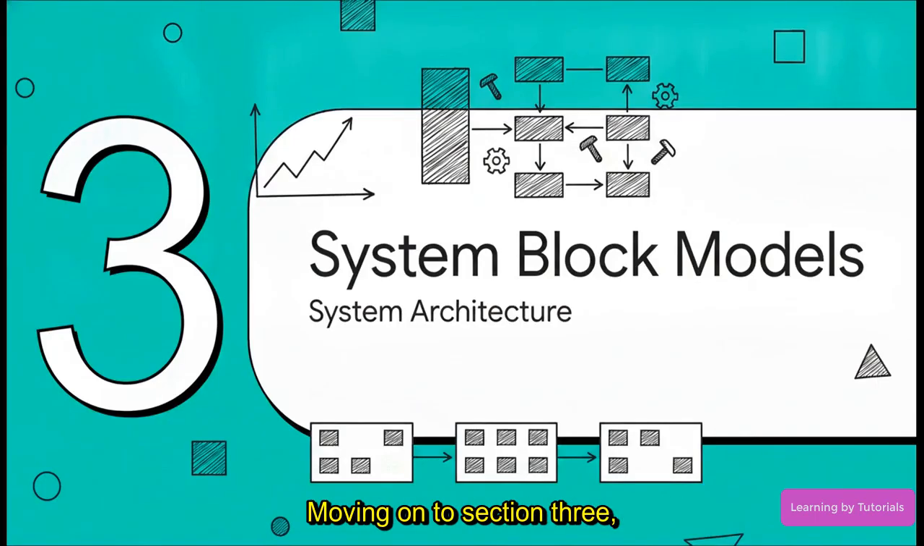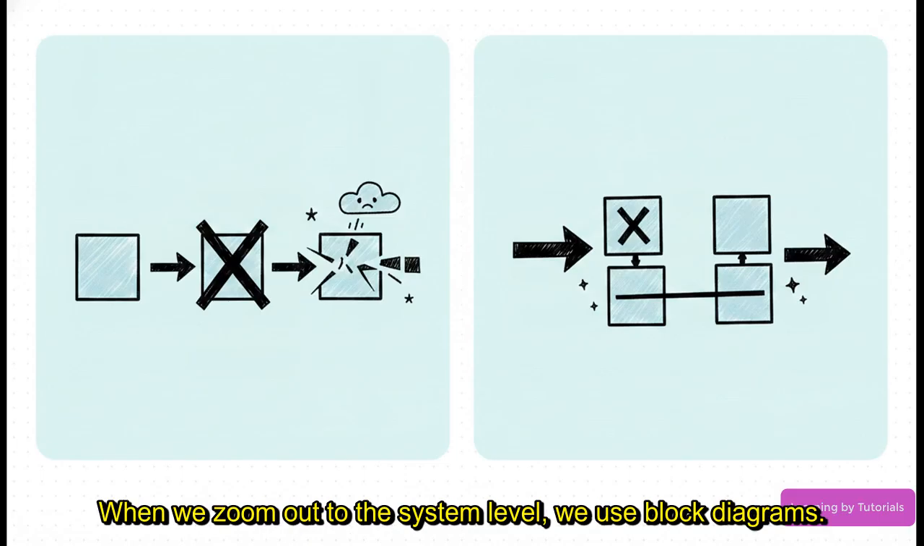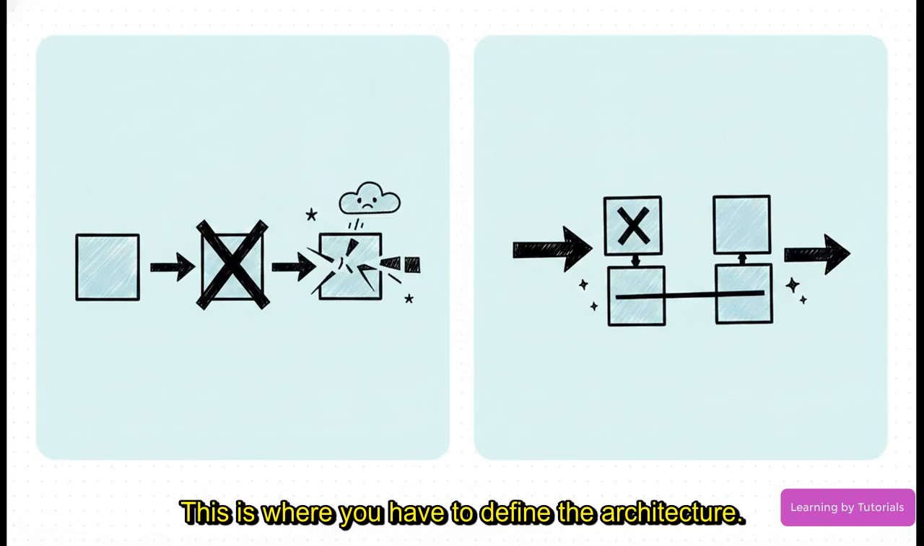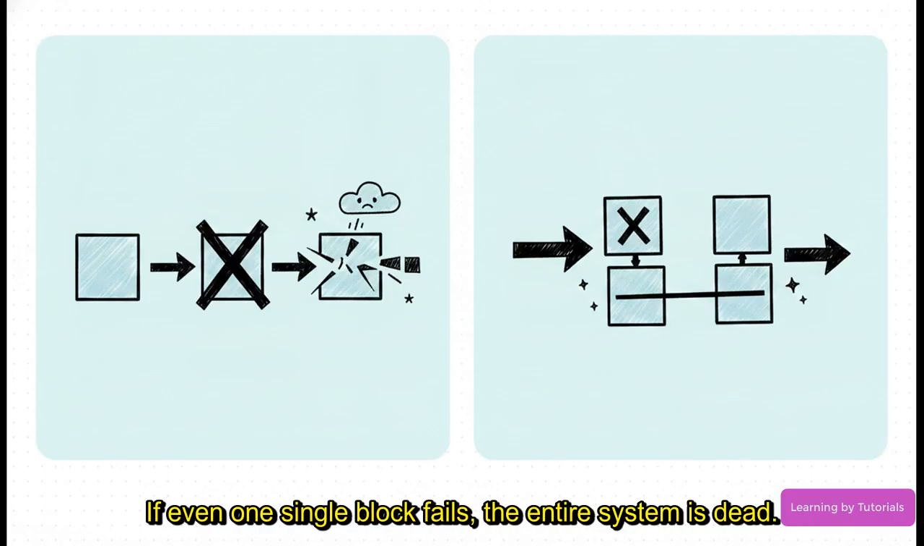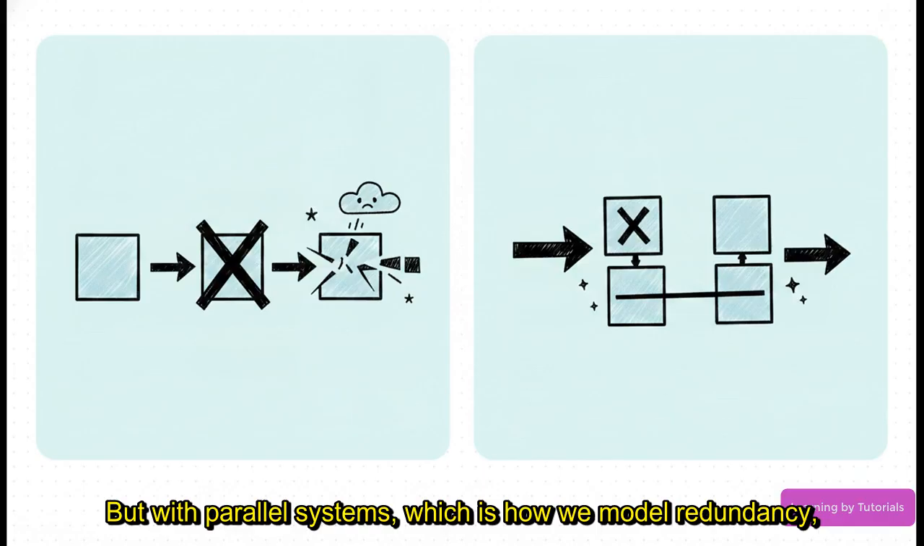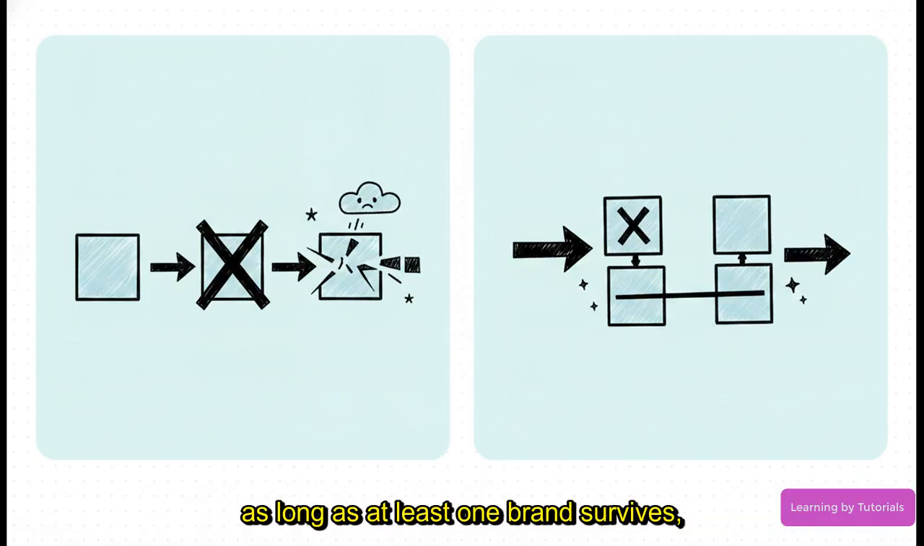Moving on to Section 3, System Reliability Block Models. When we zoom out to the system level, we use block diagrams. This is where you have to define the architecture. Are your components in a single chain of success, or do they have backup paths? In series systems, it's a chain. If even one single block fails, the entire system is dead. But with parallel systems, which is how we model redundancy, as long as at least one branch survives, the whole system stays up and running.